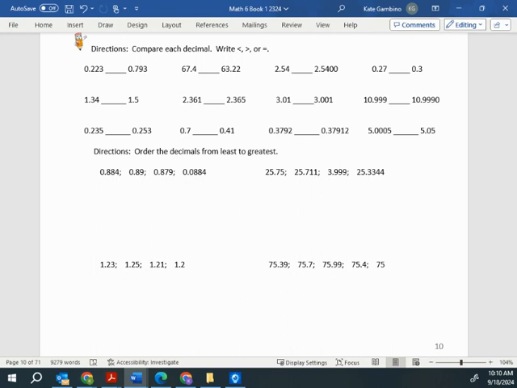Is 0.223 smaller than, less than, or greater than 0.793 thousandths? What do you think, Emma? It is, because that 2 is smaller than 7. So what does my less than symbol look like, Emma? Kind of looks like an L. It has that open side to the bigger number.